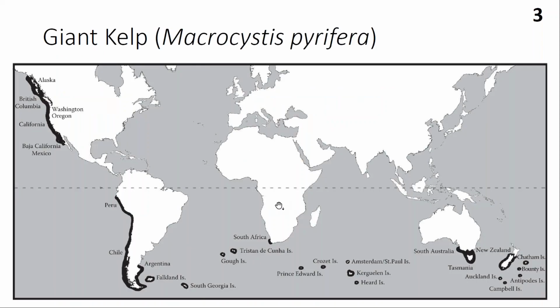And so giant kelp is a globally distributed marine macroalga and is considered a foundation species in that it supports an ecologically and economically important ecosystem. And today, again, I'll be focusing mostly off the coast of California. Next slide.